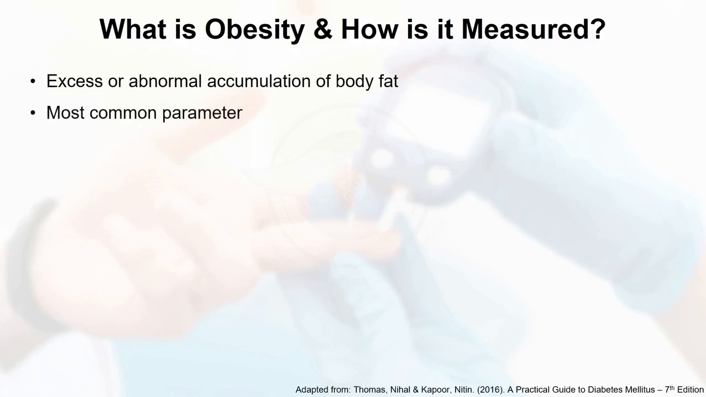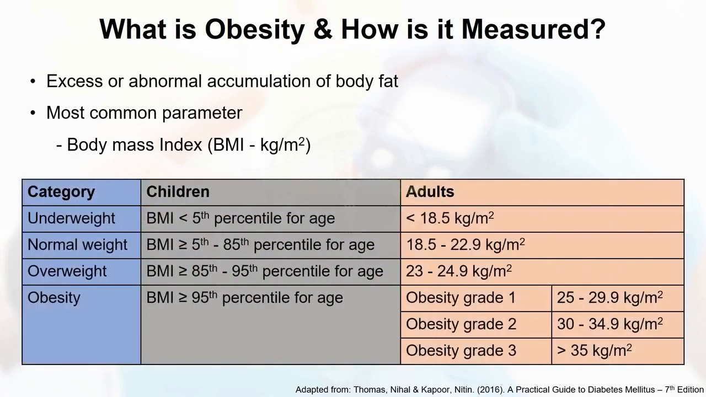The most common parameter that we use is body mass index, where weight in kg is divided by the height in meter square. Now, as far as children are concerned, underweight is where the BMI is less than the 5th percentile for age, normal weight is where the BMI is between the 5th and 85th percentile for age, overweight is between the 85th and 95th percentile for age, and obesity is when the BMI is greater than the 95th percentile for age.